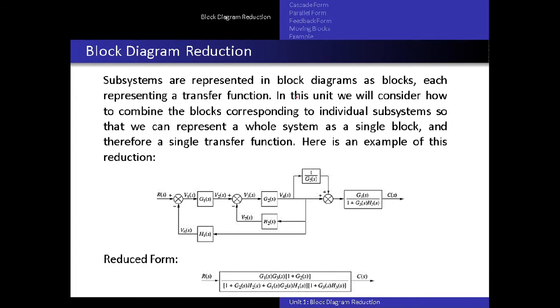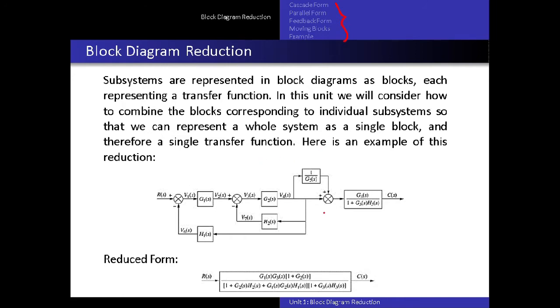In this unit we will consider how to combine the blocks corresponding to individual subsystems so that we can represent the whole system as a single block. Ultimately we are going to convert this complicated system into a simple, single block. We can do this using the block diagram reduction rules, and these are all the rules.